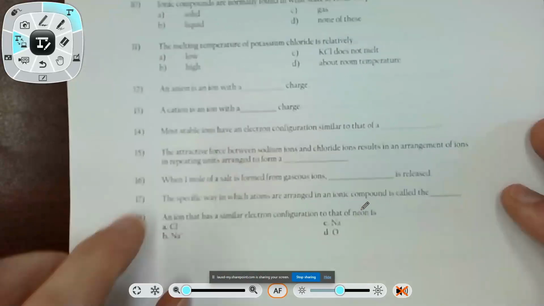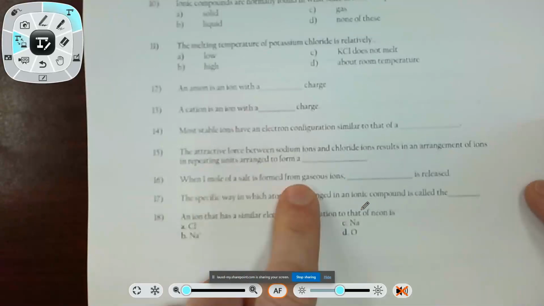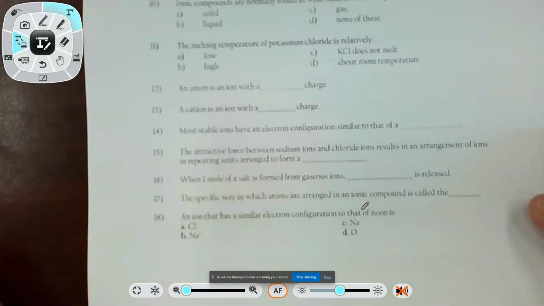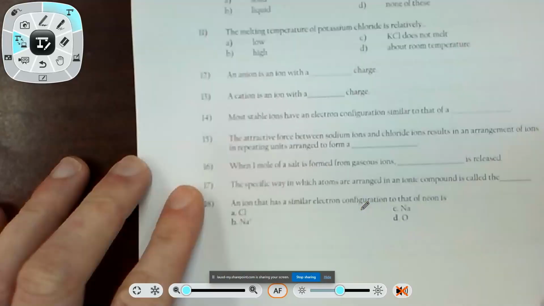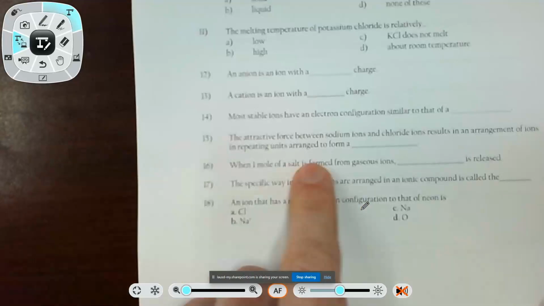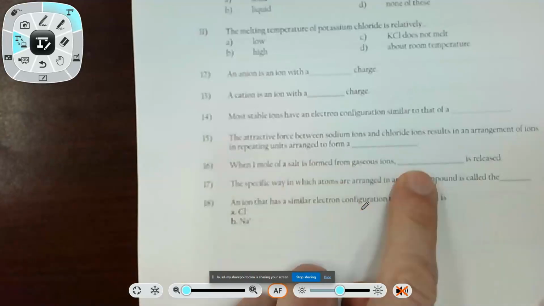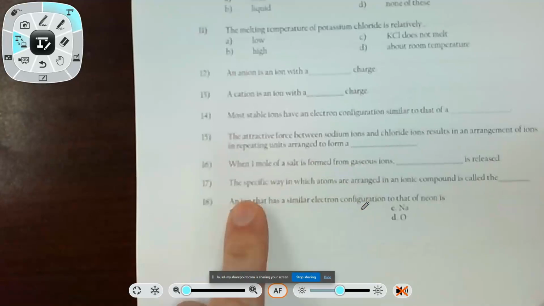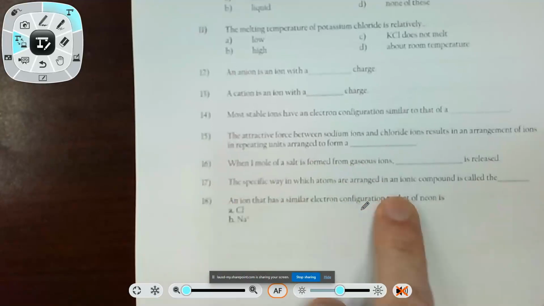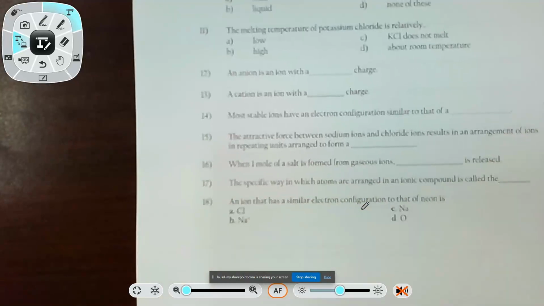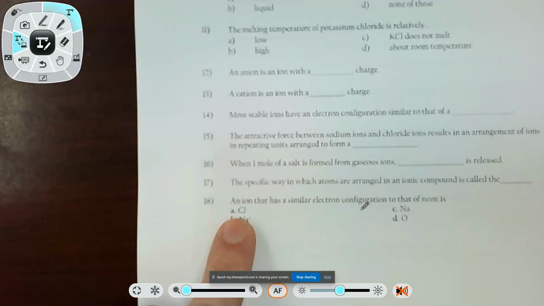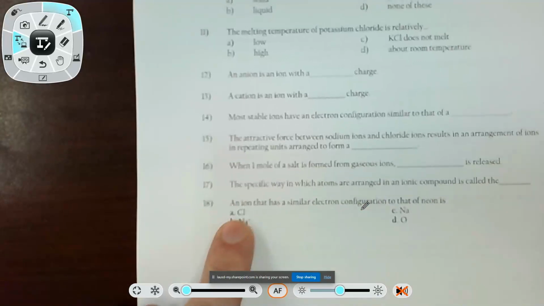Number 16, when 1 mole of a salt is formed from gaseous ions, lattice energy is released. That's just the definition. The energy that's released when an ionic compound forms its crystal lattice is the lattice energy. Number 17, the specific way in which atoms are arranged in an ionic compound is called the unit cell. The unit cell makes up the crystal lattice.